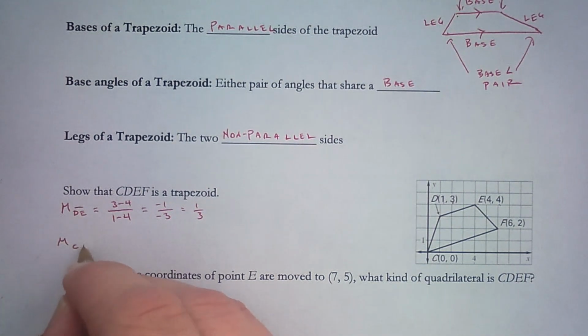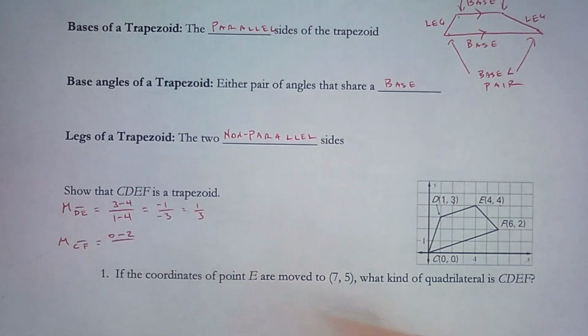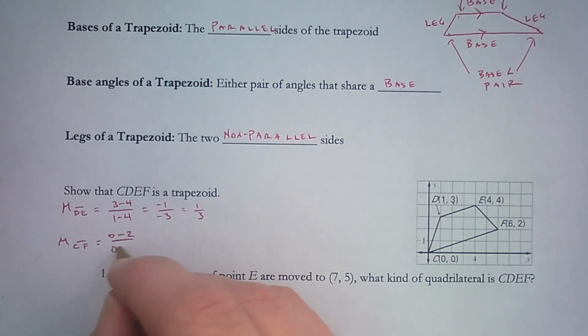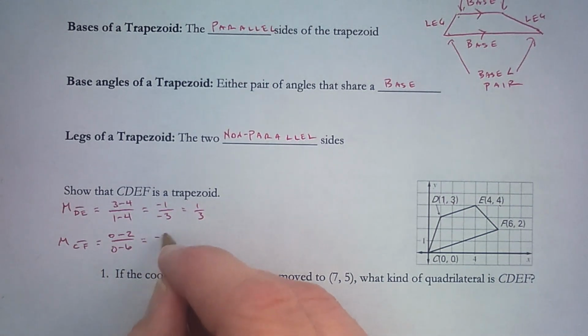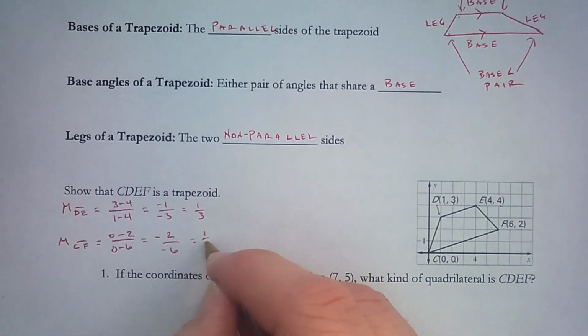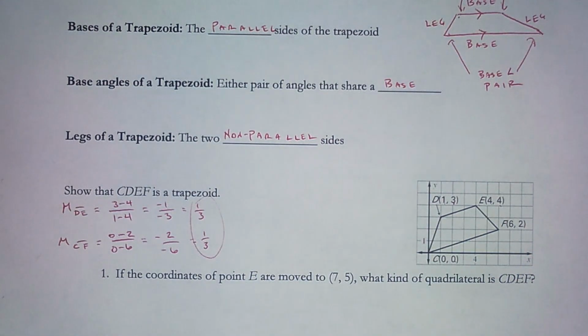So the slope of segment CF is 0 minus 2 over 0 minus 6. That is negative 2 over negative 6. Negative over negative is positive, and 2 over 6 simplifies to 1 over 3. These two have the same slope, so they are parallel to each other.